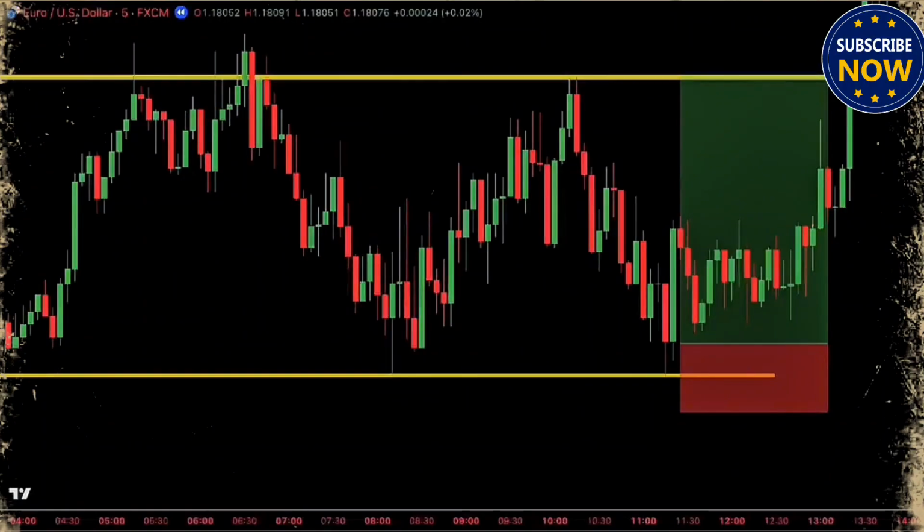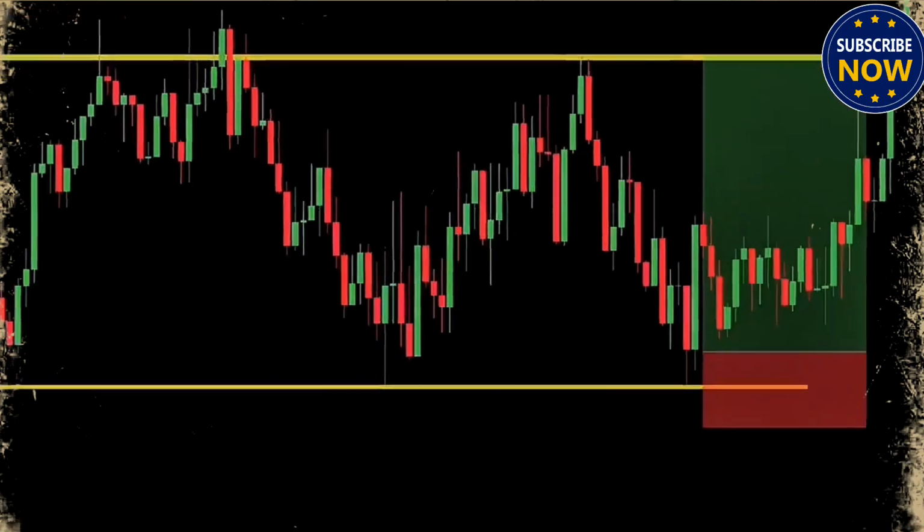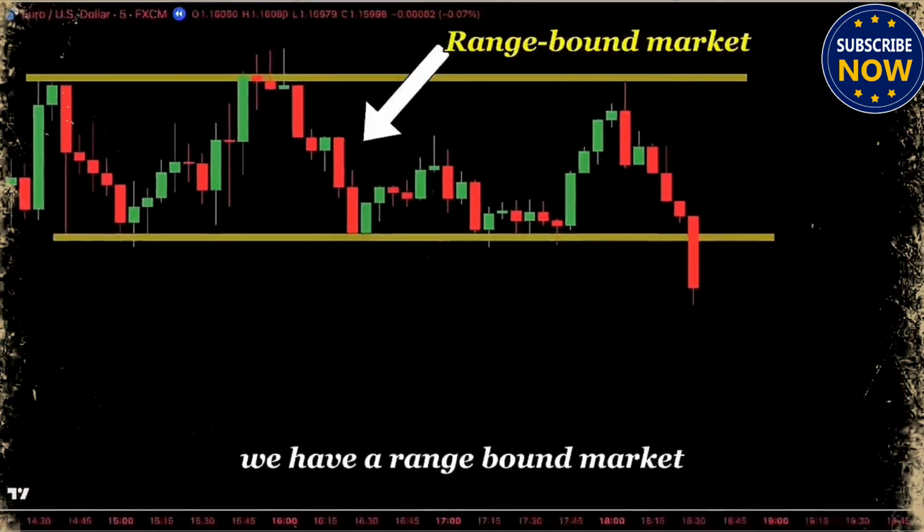Before we continue, there is an important point you need to understand. All the examples I have shown you so far are winning trades, but this does not mean that this strategy is a holy grail. You will have losing trades, and that is completely normal. What really matters in trading is not the number of winning trades, but how you manage your risk and your capital. Even with a simple strategy, if you control your losses and let your winners run, you can be consistently profitable over time. In this case, we have a range-bound market.